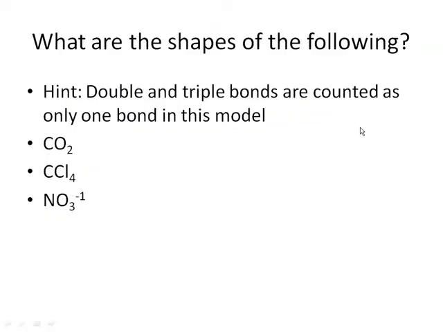So, how would you figure out the shapes of the following? Well, essentially, you would be drawing a Lewis dot structure and then counting the number of things that are attached to your central atom and the number of non-bonding pairs on your central atom. Notice we're just interested in the central atom.